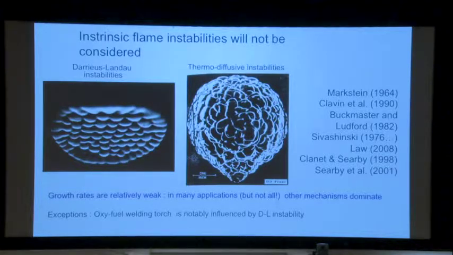you may have this very nice wrinkling of the flames. And in general, these growth rates are not very large, but as you increase with pressure, they can become sizable. And it depends also on the compositions and so on. It has some importance. In fact, by getting rid of the Darrieus-Landau instability, CEFRC was able to get a 10 decibel reduction in welding torch.